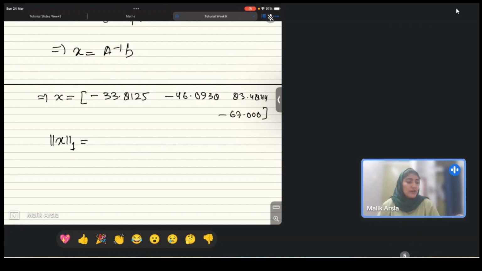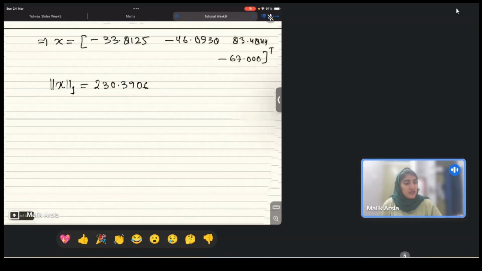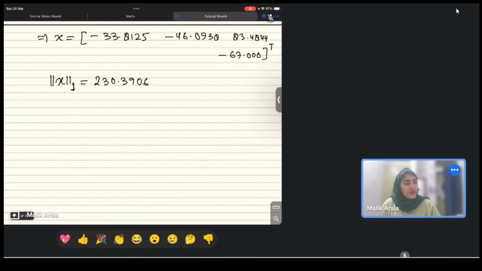First calculating the one norm of x, we know this is a transpose. One norm is nothing but the maximum of the sum of the absolute values of the columns. Here we have only one column, so the sum of the absolute values of these entries is coming out to be 230.3906. I am going through this quickly because it has already been discussed. So this is the one norm of x.